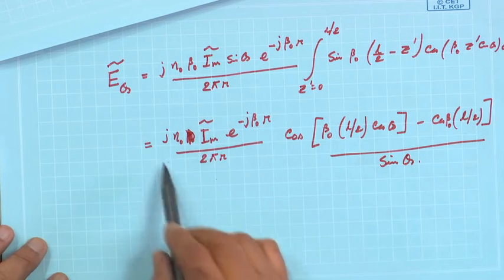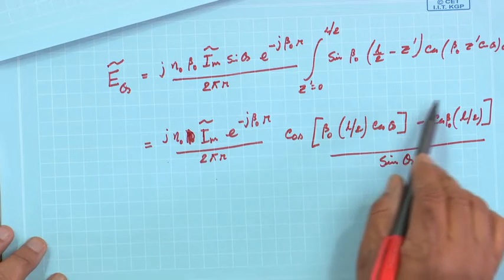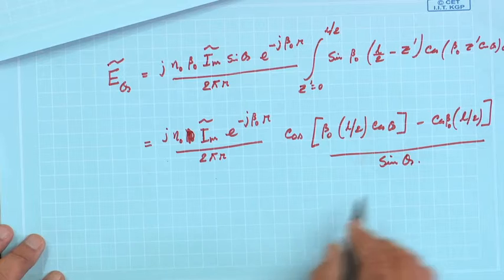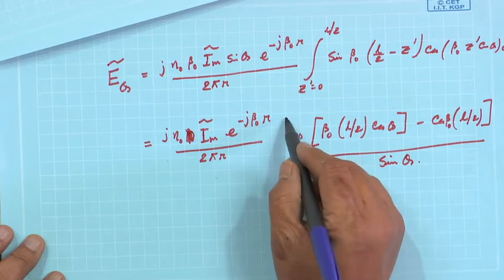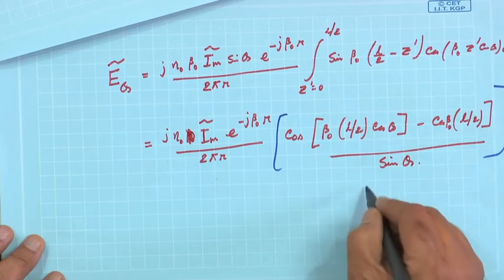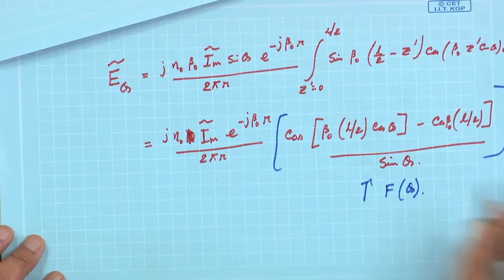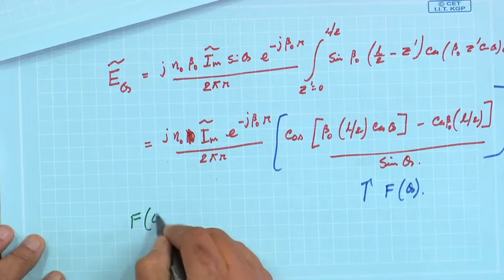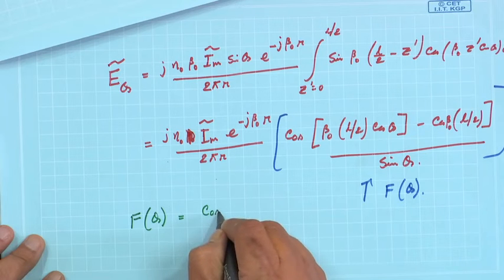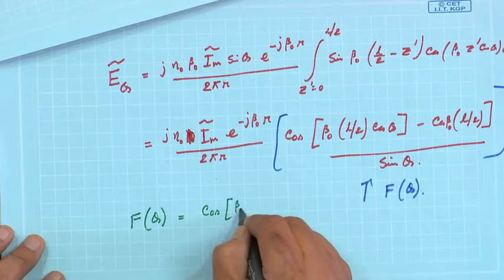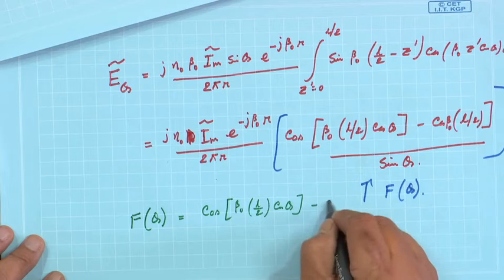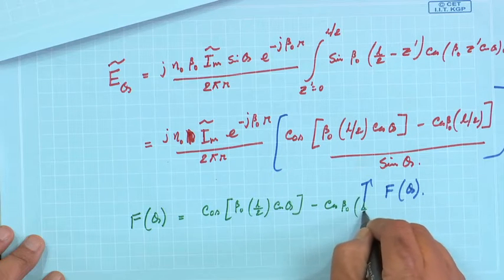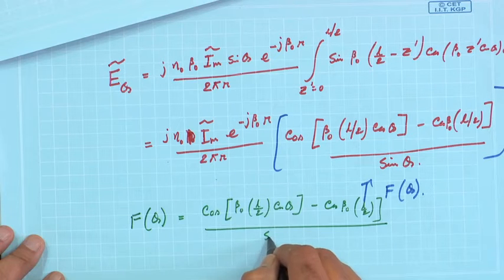Here you see this term is not having any theta variation, all theta variation is here. So, we will be calling this whole thing a function of theta. Let me write that f theta is cos beta naught L by 2 cos theta minus cos beta naught L by 2, divided by sin theta.